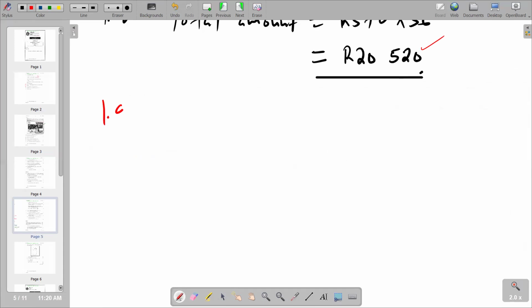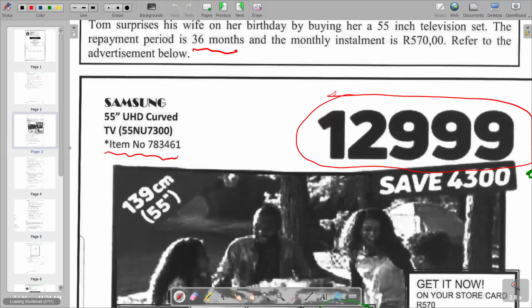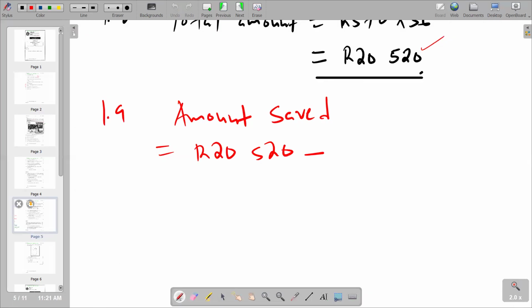So we're saying 1.9 amount saved, which is equal to what? 20,520 minus the cash amount which is 12,999. And we see what we are going to get. Our difference is 7,521 rands. So this becomes the amount saved.